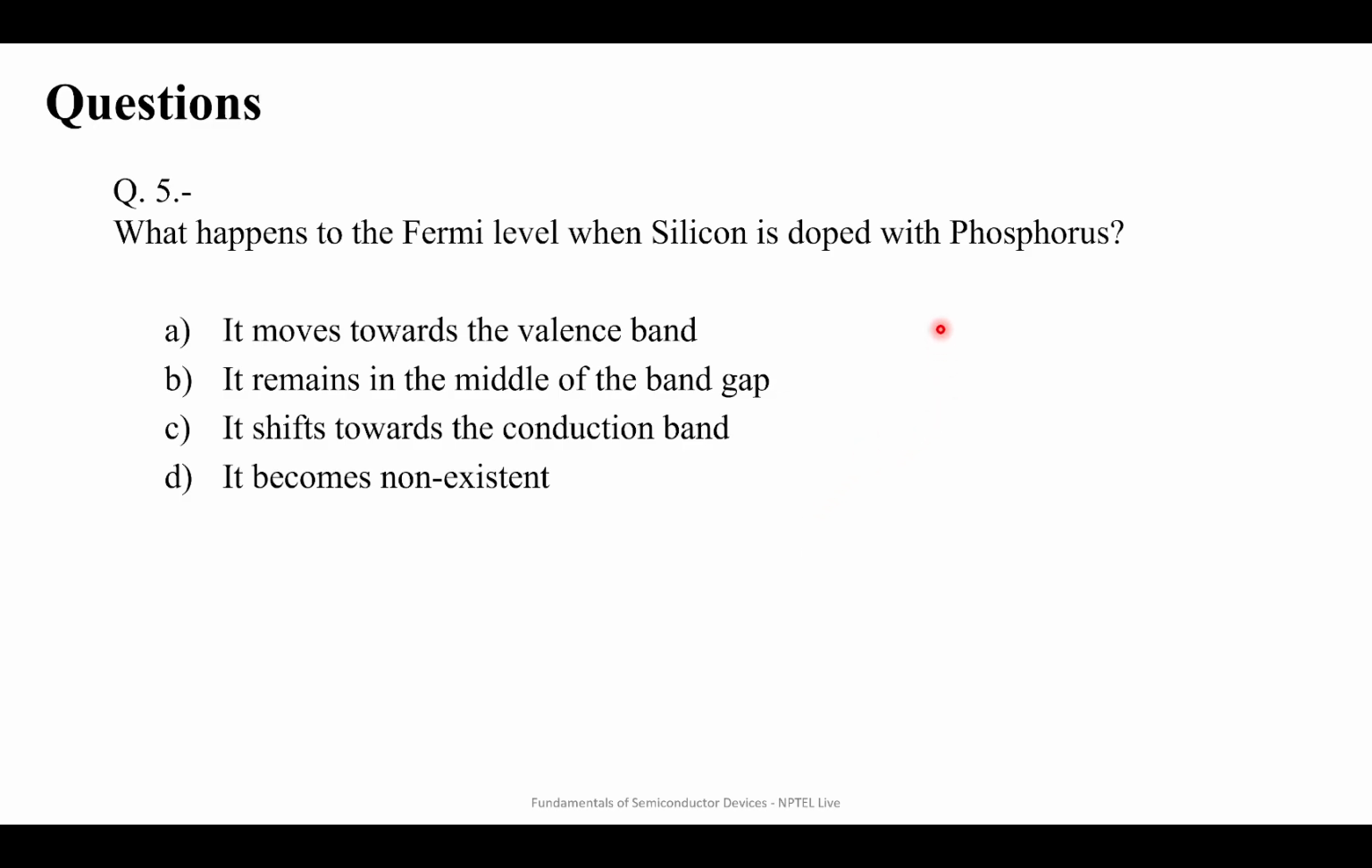What happens to the Fermi level when silicon is doped with phosphorus? It moves towards the valence band. It remains in the middle of the band gap. It shifts towards the conduction band. It becomes non-existent. So what will happen when we dope silicon with phosphorus?